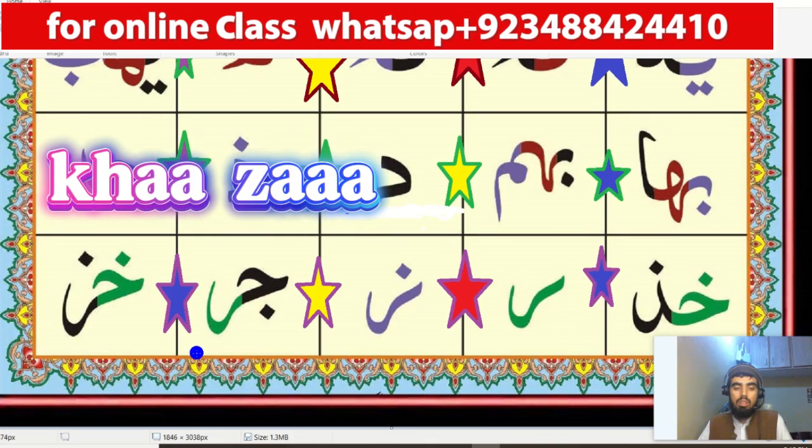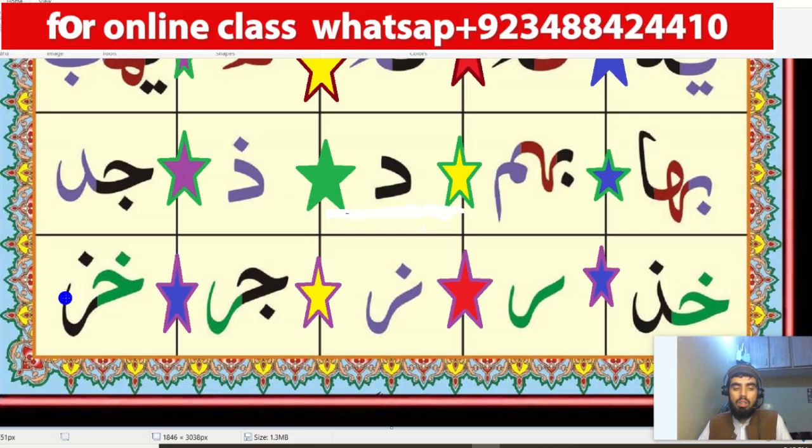Next ha za, the ha letter is first letter, and the second one the za letter. The ha letter has one dot on the top, the za letter has one dot on the top, but the ha letter shape is other and the za letter shape is different.